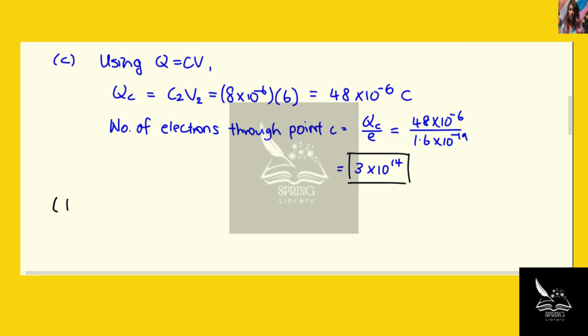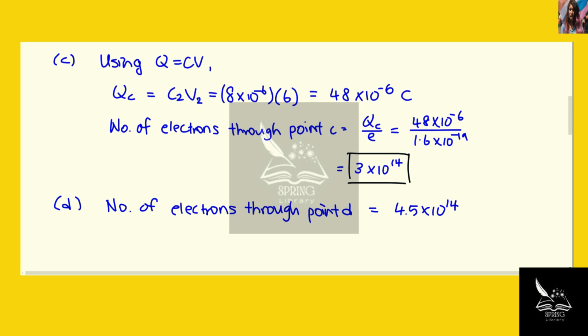And then part D. Point D, we said, is equal to the number of charges through point A. So the number of electrons through point D is equal to 4.5 times 10 to the 14, which is equal to QB plus QC if you look at the circuit diagram.